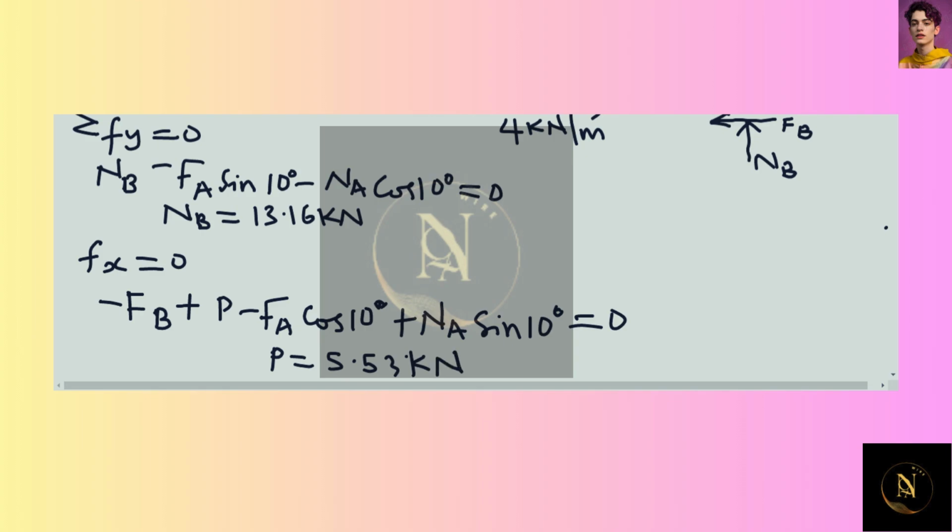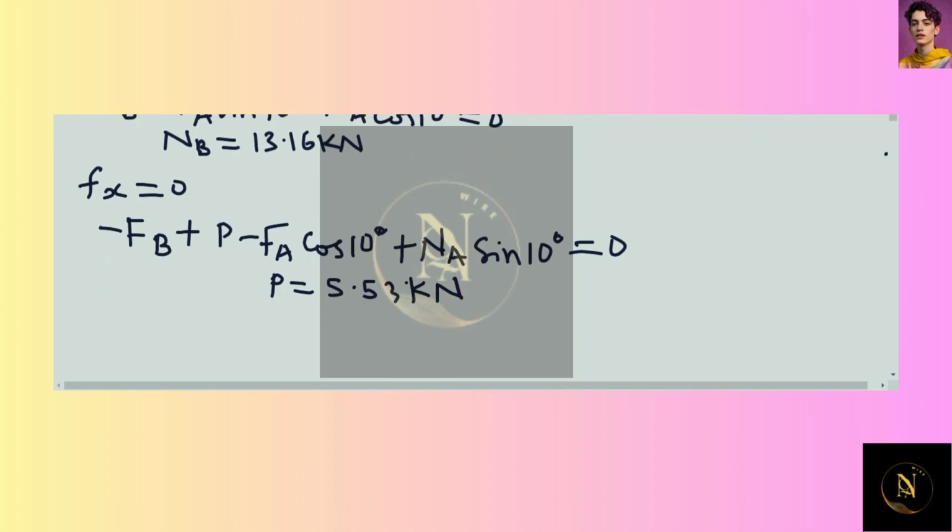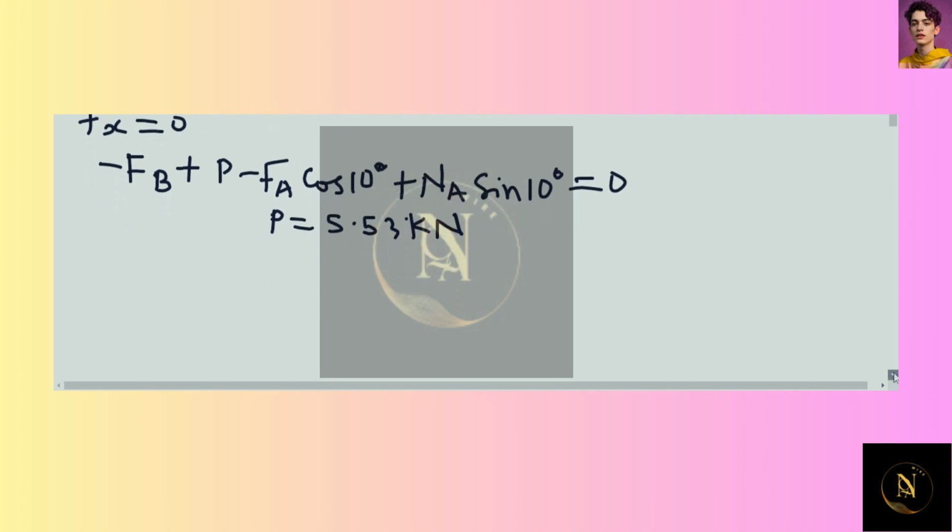And of course, if P is 0, will the wedge be self-locking? Yes, because 0 is less than the required P, or P is greater than 0. So it is going to be self-locking.